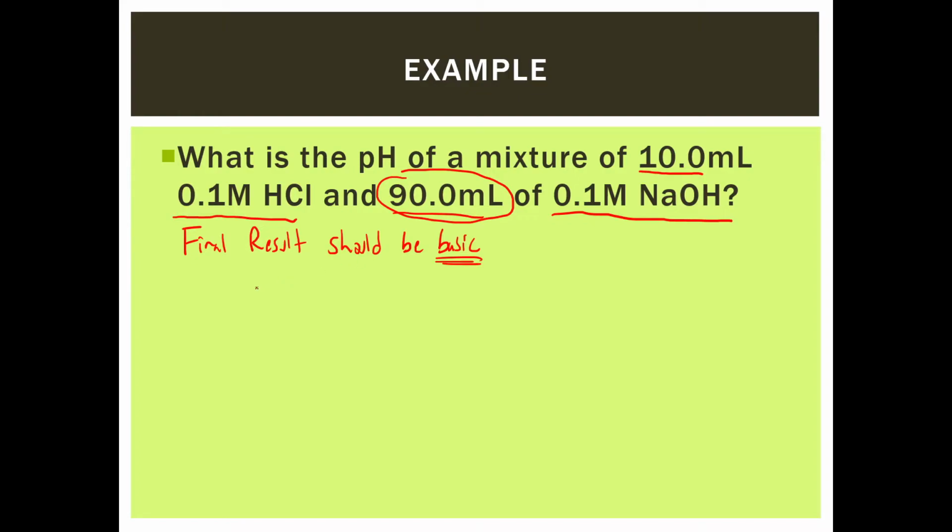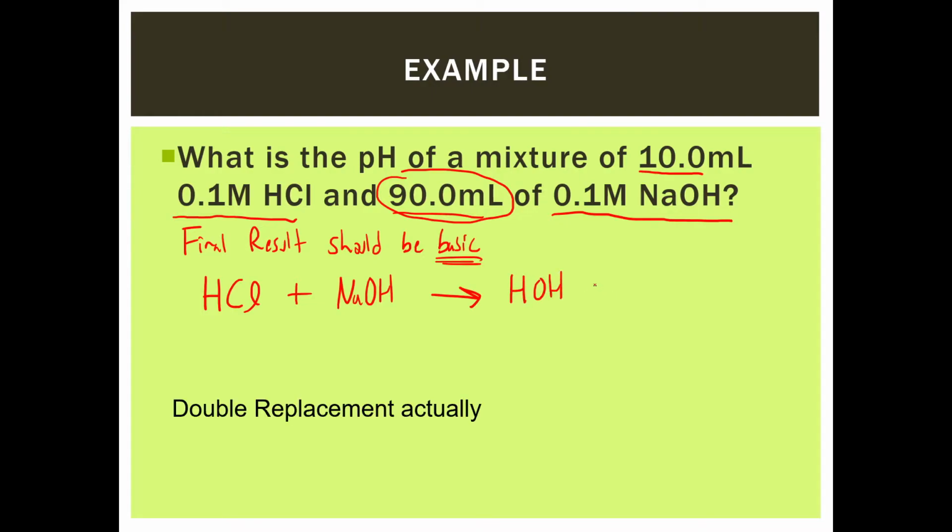First things first, we need a balanced chemical equation. So here's where Chemistry 10 will come into play, where we'll have to write out the acid-base neutralization reaction. This is just going to be a double replacement, HCl plus NaOH gives HOH plus NaCl. There we go. Now we don't actually care about the product side of this because the products don't matter. We just know it's going to neutralize.